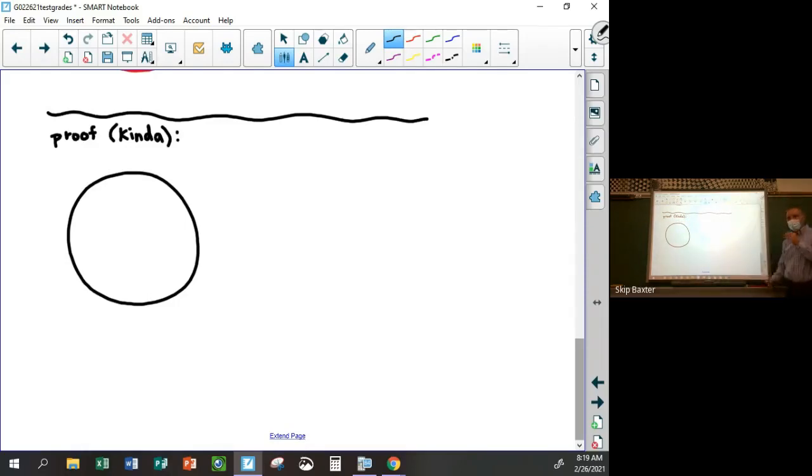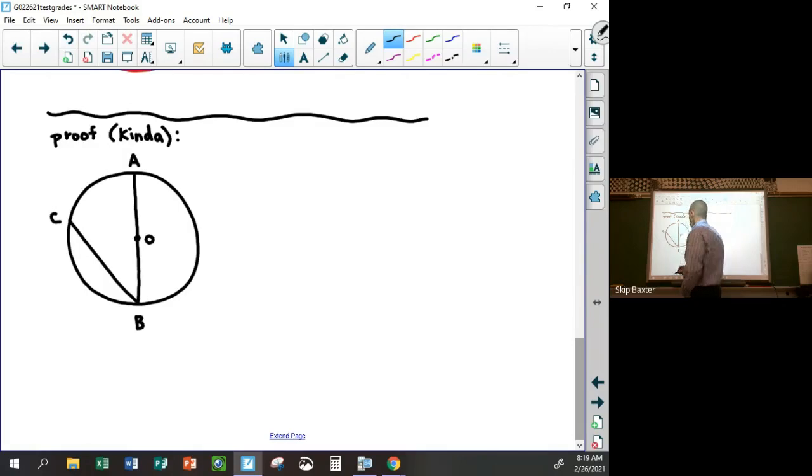Let's suppose that one side of the angle happened to be a diameter. So suppose I have an inscribed angle where one side happens to be a diameter. Okay, let me label some stuff here. So this is A, B, C, and then there's the center of the circle, O. So I could definitely draw in another radius from C to O, right there.